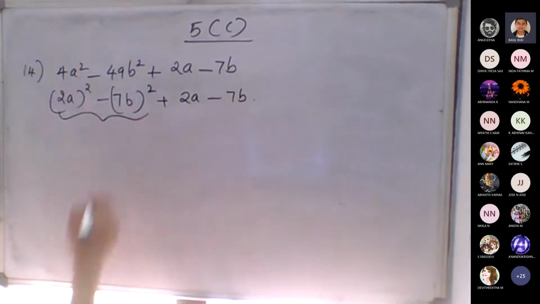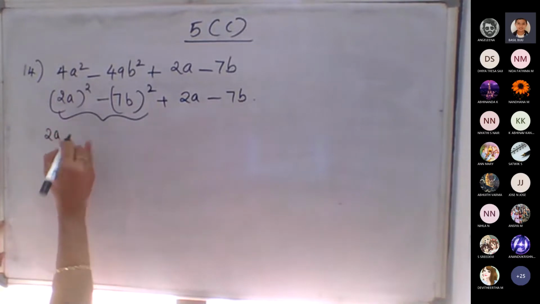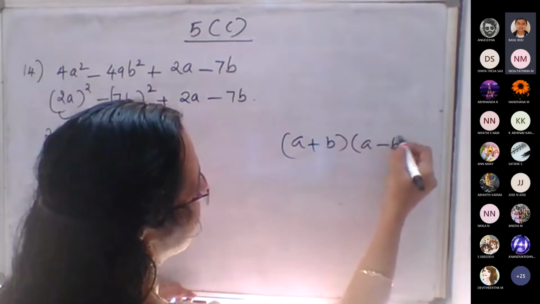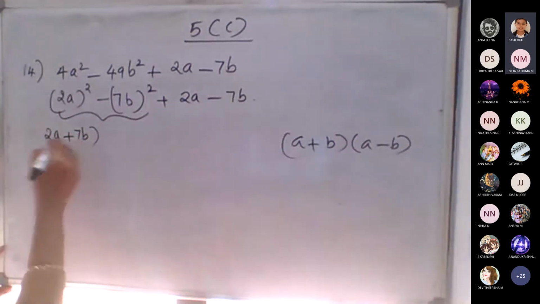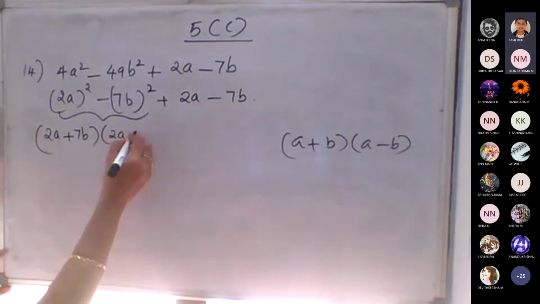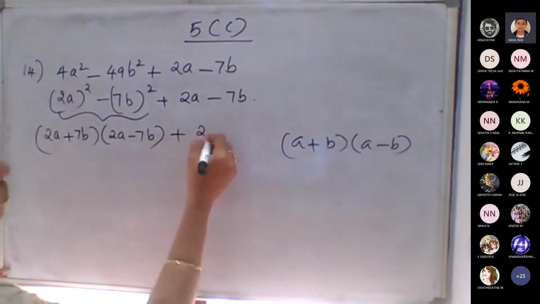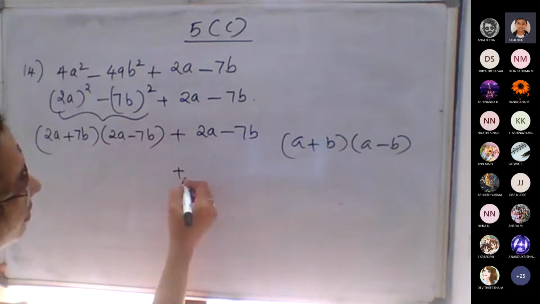Then these two we can write in terms of a plus b into a minus b. Study it that way. A plus b into a minus b: 2a plus 7b into 2a minus 7b, plus 2a minus 7b. So if we take one common, what will it be?